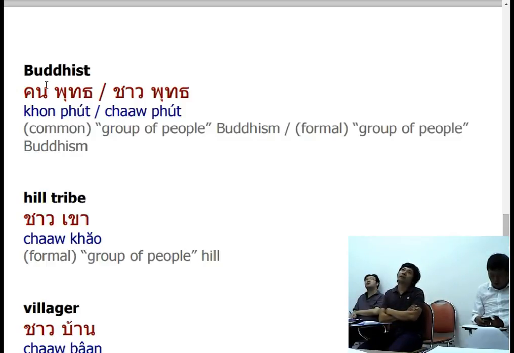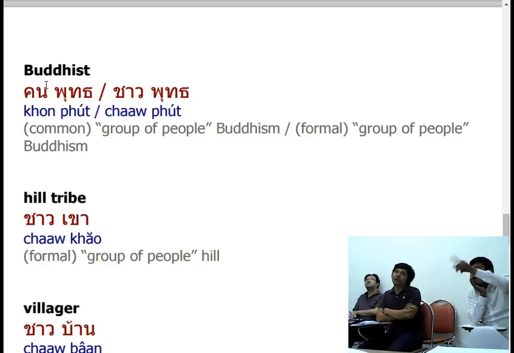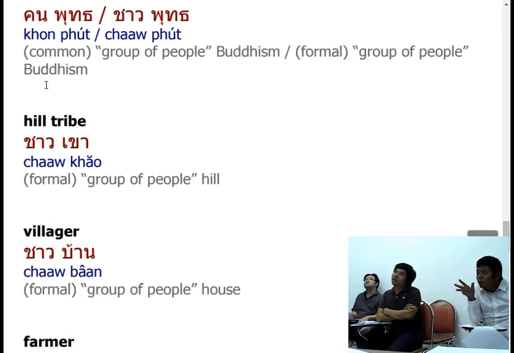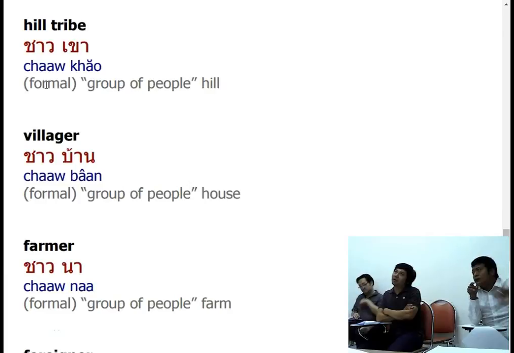Hill tribe. Group of people. Hill tribe. Yes. In Thai, we say Khao. But that's people from the north. Some people stay in the north. Is it Thai or Burmese? Like a minority people, a minority group. Because Chao Khao, this one always uses Khao, the group of people who stay in that area. Let's do it together, guys.